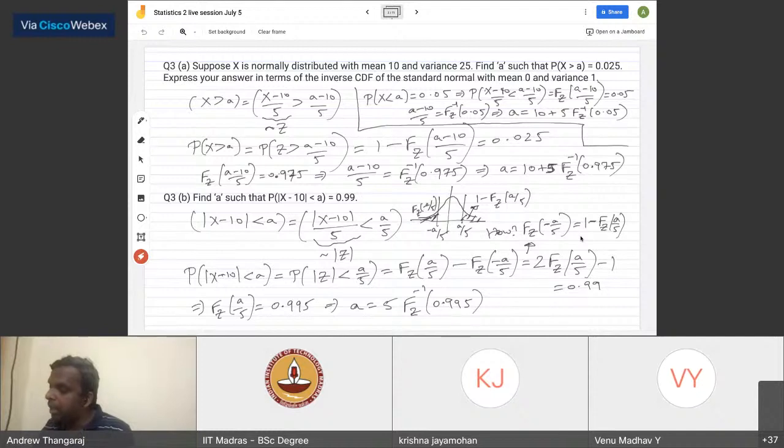So once you plug that in here, you're going to get 2 times Φc of a by 5 minus 1, and that equals 0.99. Okay. Now solving this gives you 1.99 by 2, which is 0.995. a is 5 times this inverse. Okay. So notice how all these properties come together finally to give you an answer.